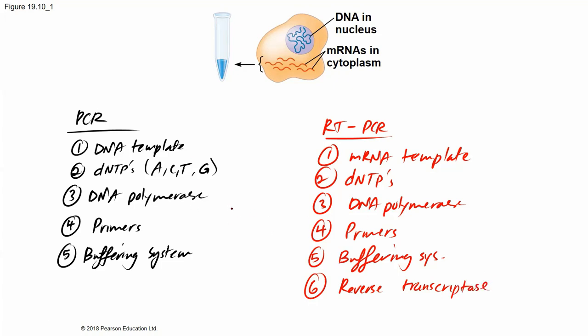So the DNA polymerases use a DNA template to make more DNA molecules. Reverse transcriptase uses RNA as a template to make DNA. Okay, so it's like PCR, but instead of using DNA as a template, here we're using mRNA as a template. And also we have to use a reverse transcriptase enzyme that will convert the RNA.